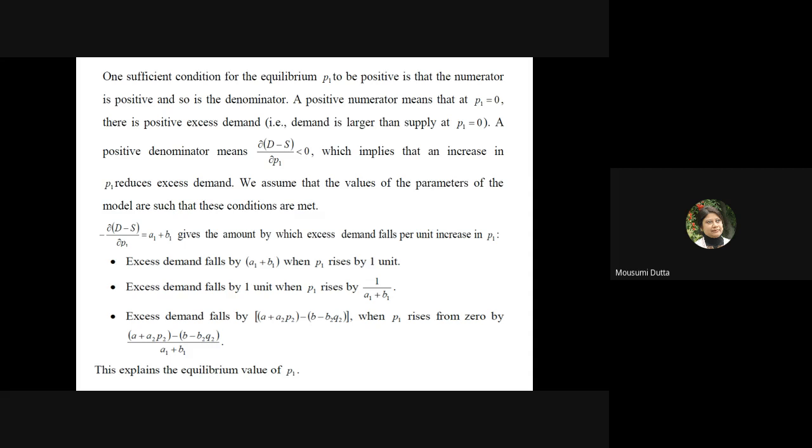Now, del (D minus S) by del P1 negative means as price starts to increase, the excess demand starts to fall. That is, del (D minus S) by del P1 less than 0 implies that an increase in P1 reduces excess demand. Okay, so let's try to understand your graph.